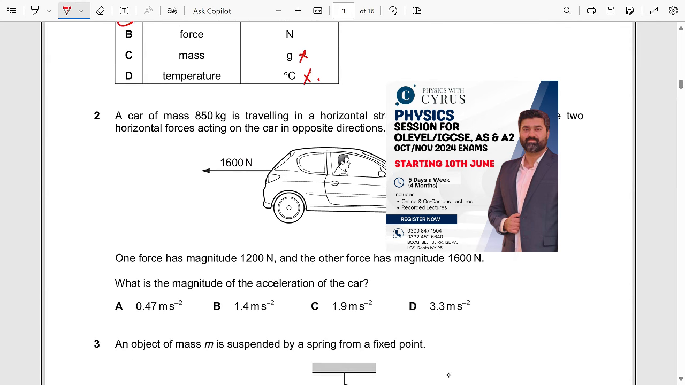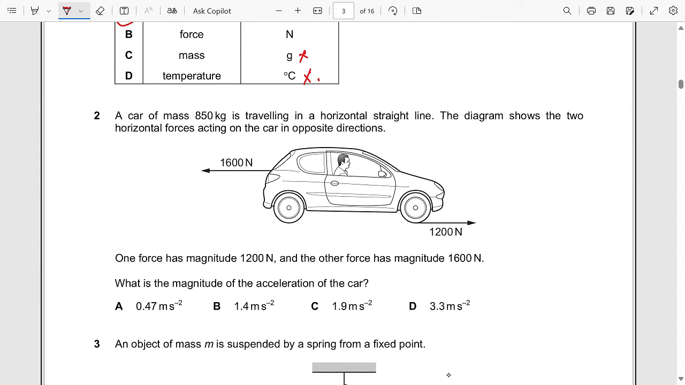A car of mass 850 kilogram is traveling in a horizontal straight line. The diagram shows the two horizontal forces acting on the car in the opposite direction. One force is a magnitude of 1200 Newton and the other force is a magnitude of 1600 Newtons. What is the magnitude of the acceleration of the car? Because you will apply F is equal to ma.